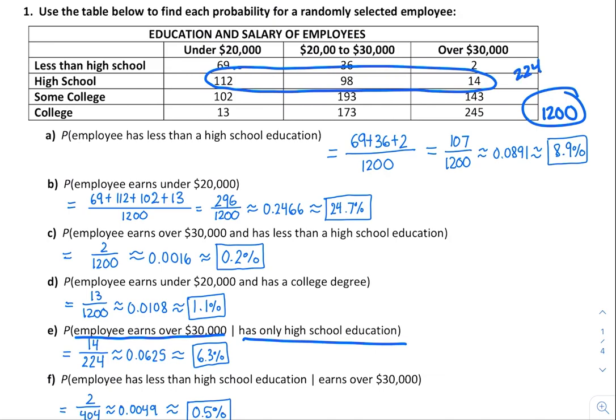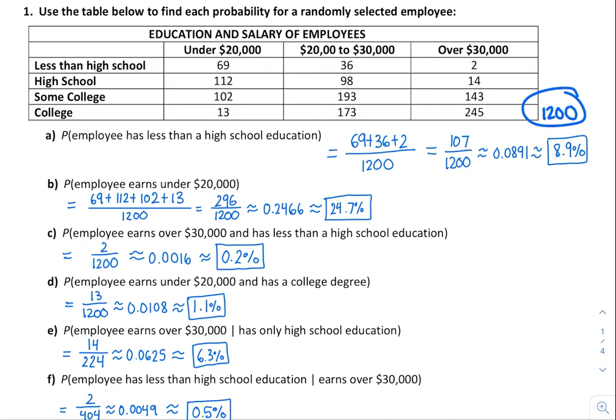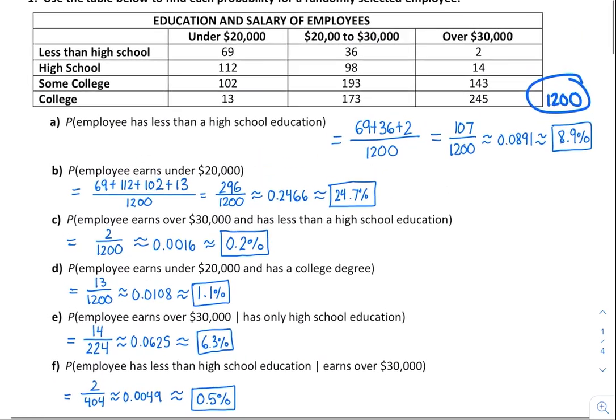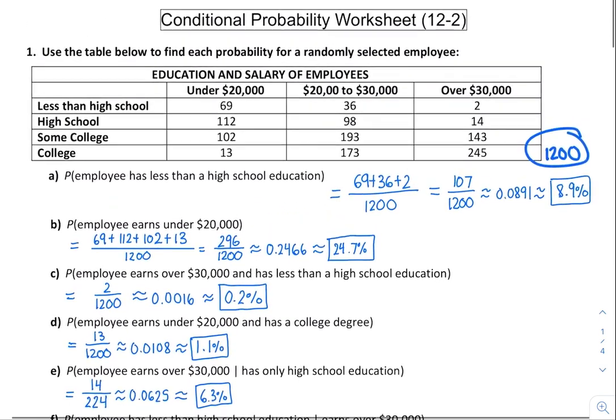Then it says find the probability of an employee earns over 30,000. Within that realm, the people who earn over 30,000 would just be that 14. So 14 over 224. Then find that decimal, move the decimal place 2 over to the right to get the percentage, and you get 6.3%.